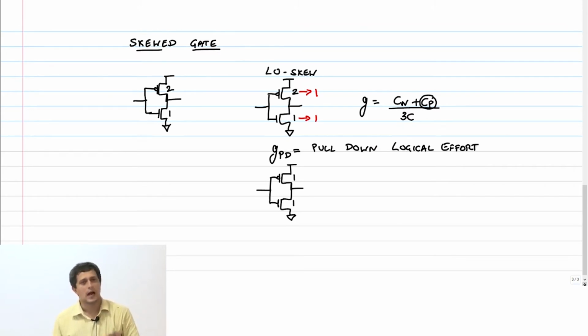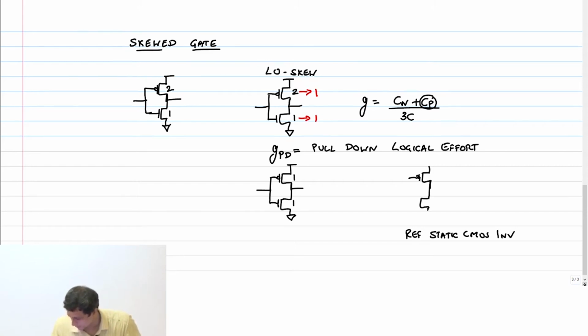I now need to compare the capacitance offered by this gate to the capacitance of a symmetric static CMOS inverter with the same pull down strength. Because now I am talking of the pull down case. I am talking of the falling edge. Therefore, I am now going to construct my reference CMOS inverter. Okay, this is my low skew inverter. This is my reference static CMOS inverter. Okay, you have to tell me what these sizes should be of the NMOS and PMOS transistors.